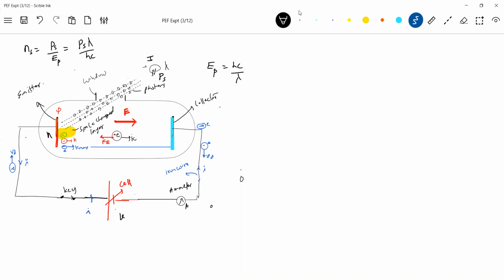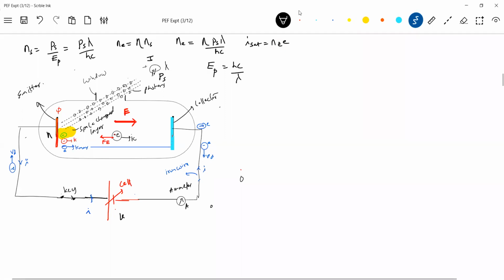Then how many photoelectrons are ejected? It will be eta into this. So how much will it become? Eta P lambda by hc. Do you agree with this? I'm just bringing it. Then what about current? The saturation current will be equal to this. Some of you are asking, I'm just giving this, so this is how it is being derived.